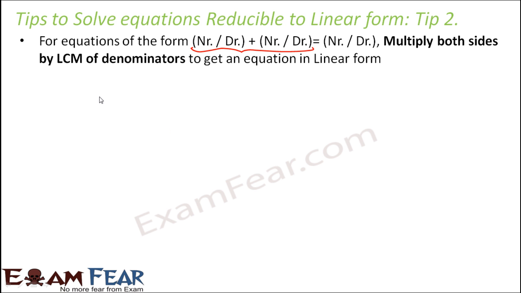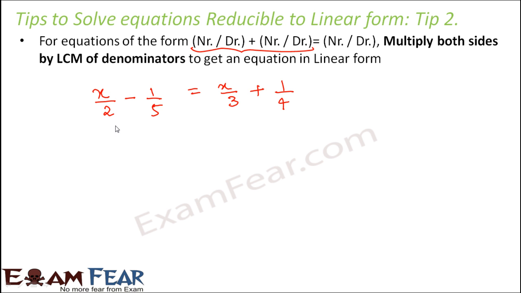So things will become clear only when we take an example. So first of all, let us take an example in this form. Let's say x by 2 minus 1 by 5 is equal to x by 3 plus 1 by 4. So let's say this is our equation. So this satisfies the form. Now let us try to find out the LCM.